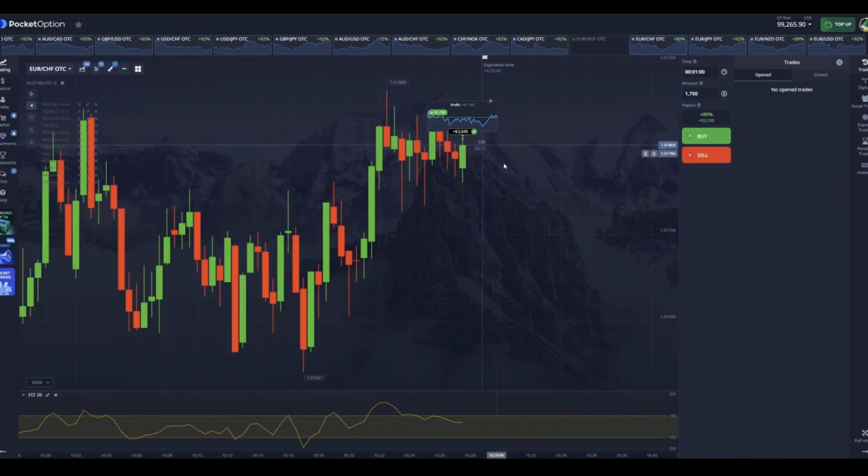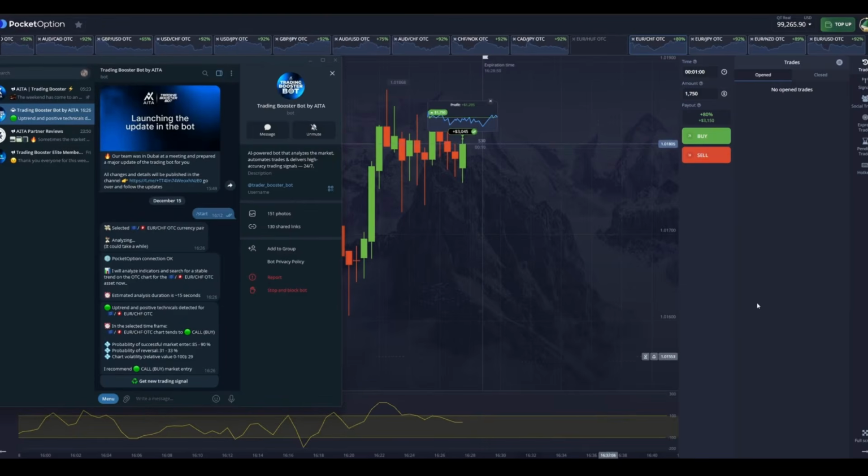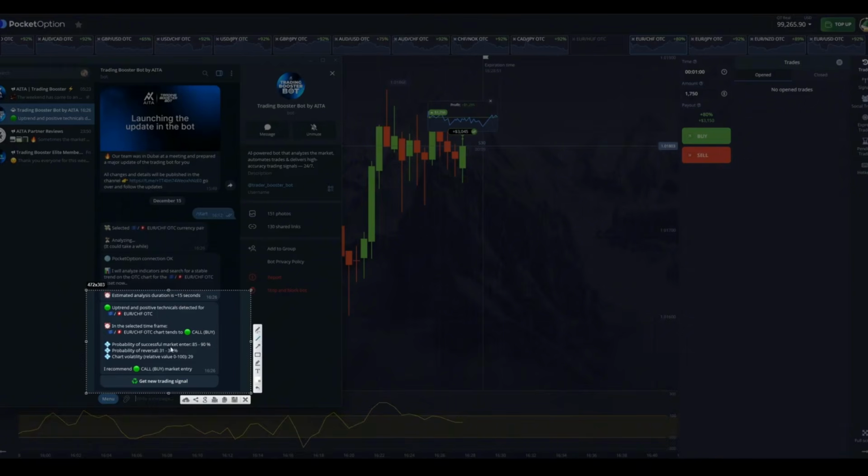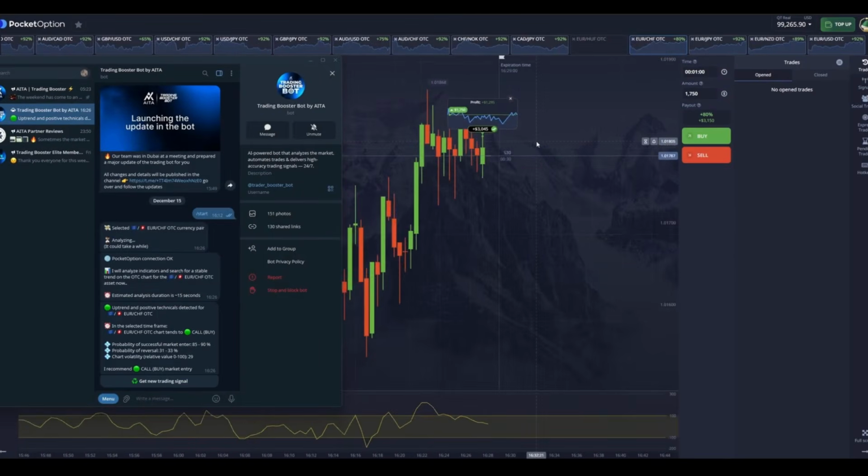This trade closes in profit and brings me almost $1,300. So as you can see, this signal worked out perfectly for us here. We got a very confident entry point and as a result took the profit.